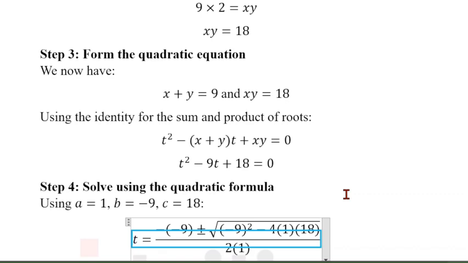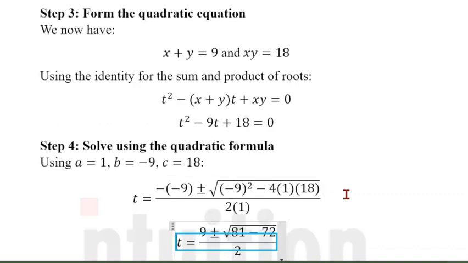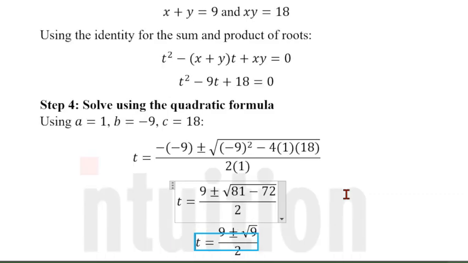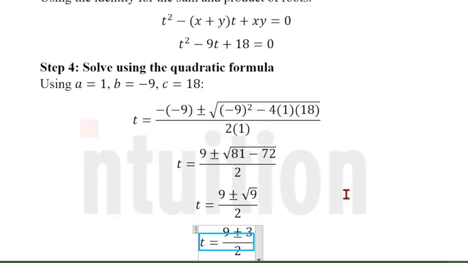x = [−(−9) ± √((−9)² − 4(1)(18))] / [2(1)] = (9 ± √(81 − 72)) / 2 = (9 ± √9) / 2 = (9 ± 3) / 2.